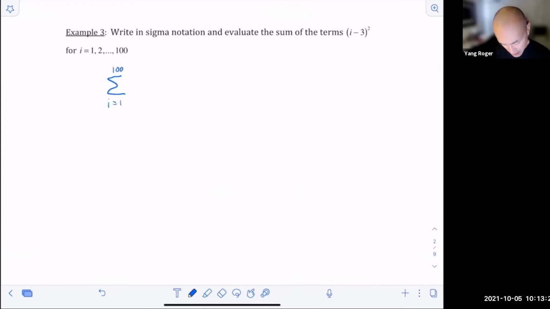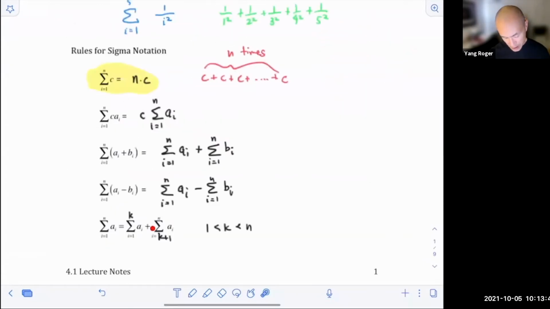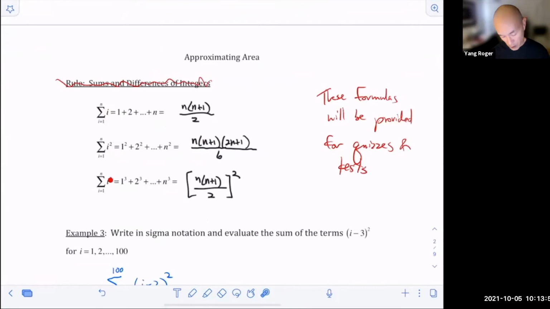And I'm going to have (i minus 3) squared, like this. And my goal is to end up with a number. So I just want to have one number at the end. And what do I know? I know that I can use any of these rules here, and I know how to add together these three things because I have a formula for those three things.